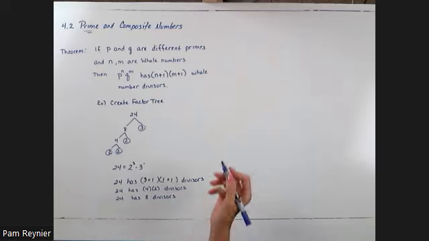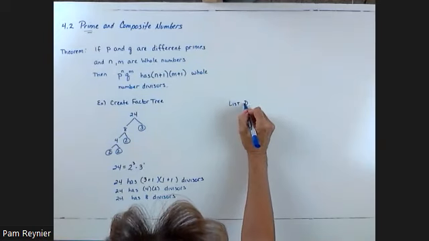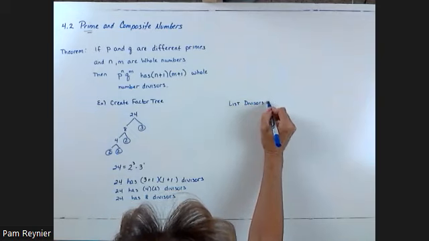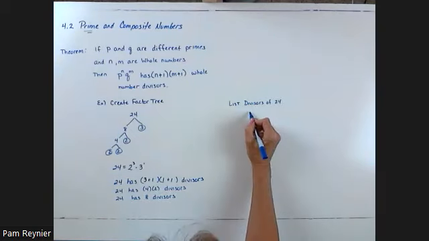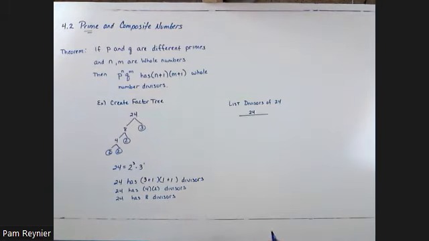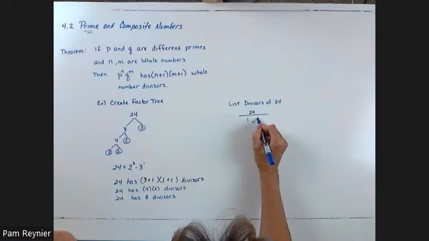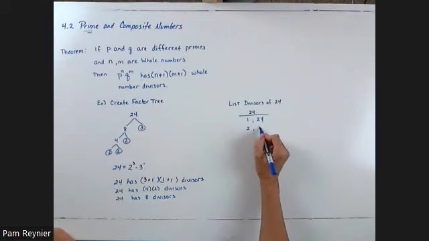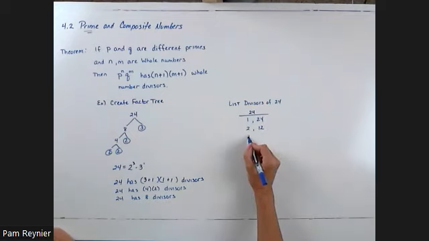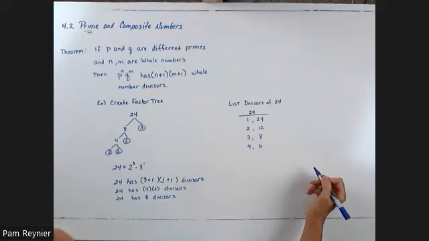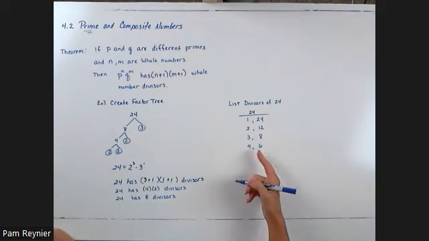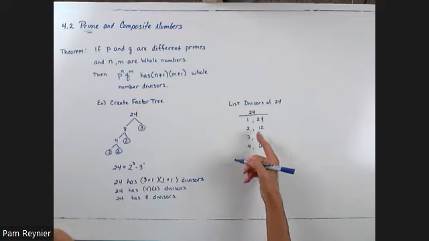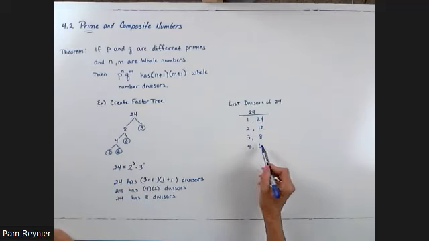All right, let's list them all. List the divisors of 24. I'm going to do this by pairs. Well, the smallest number that'll go into 24 is 1. So 1 and 24, 1 times 24 is 24. 2 times 12 is 24. 3 times 8. 4 times 6. 5 doesn't work. 6 times 4, I already have it. 8. So I have 1, 2, 3, 4, 5, 6, 7, 8.